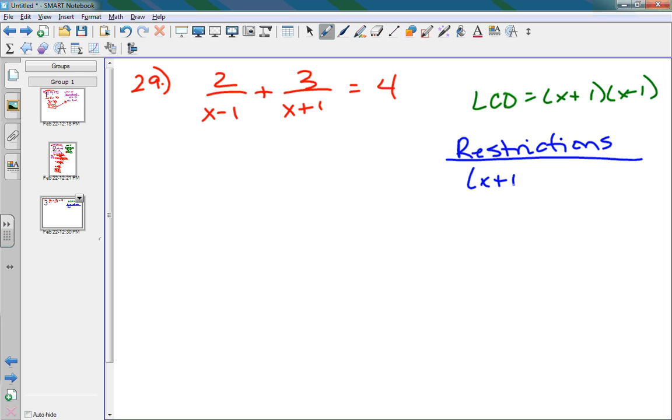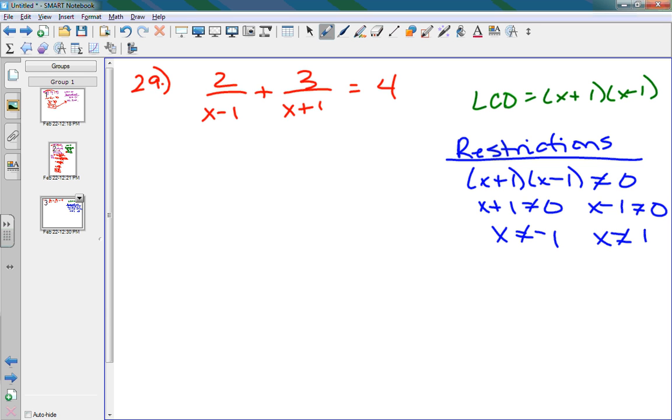So I have x plus 1 times x minus 1 cannot equal 0, correct? Right, yeah. So if I set each one of those not equal to 0, I have x cannot equal -1 and x cannot equal +1. What do those restrictions mean to me? X can be anything but those two numbers. X can be any answer whenever I solve it, except for the values -1 and 1.